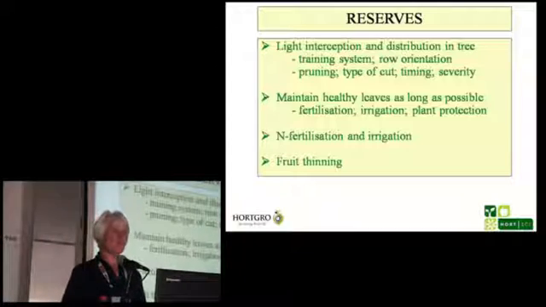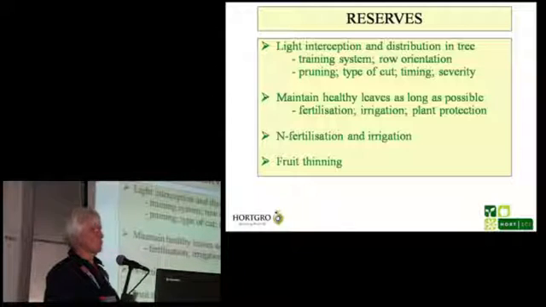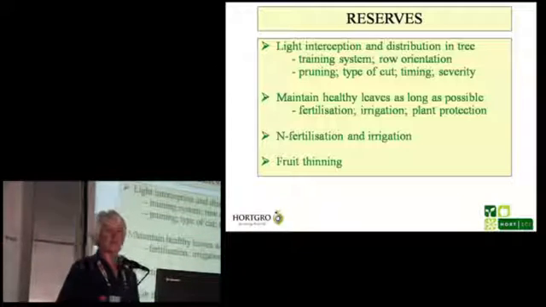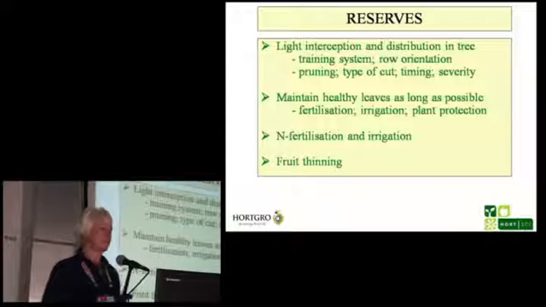So in terms of irrigation, it's important for the leaves to stay turgid. We want the stomata to be open for gas exchange to take place, otherwise photosynthesis will not happen. And then also fruit thinning is one way of optimizing reserves, because if we leave too many fruit on the tree, apart from the fact that they will be too small, those additional fruit will also be using a lot of the reserves.